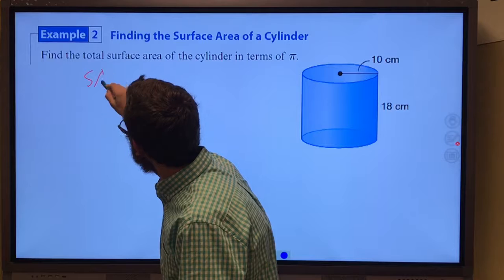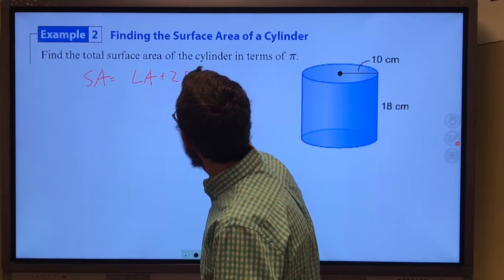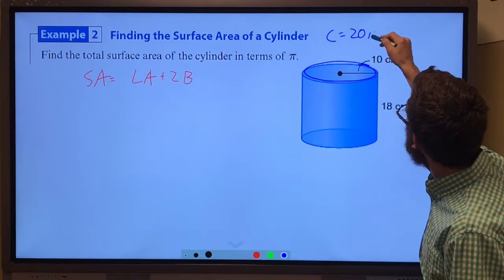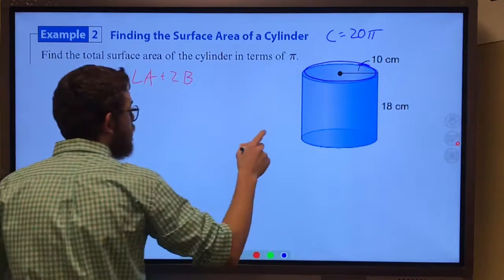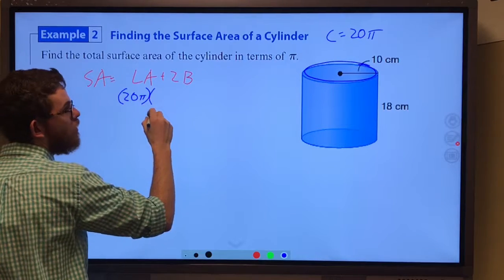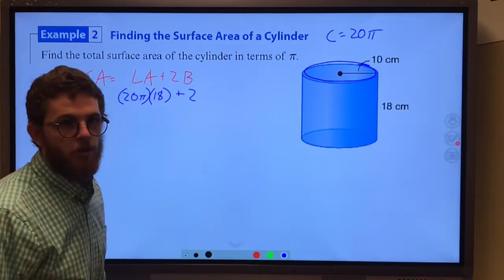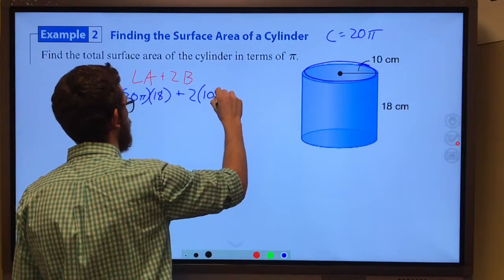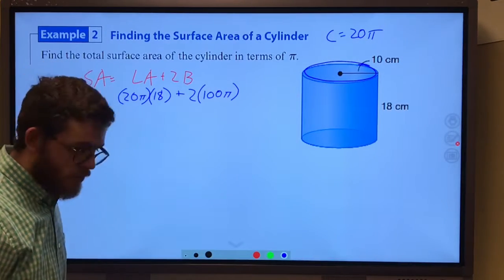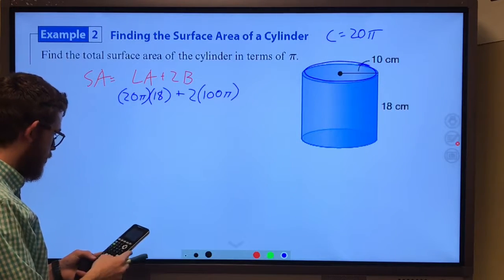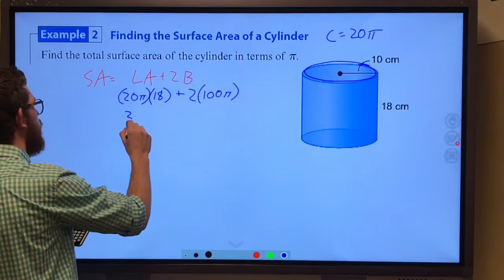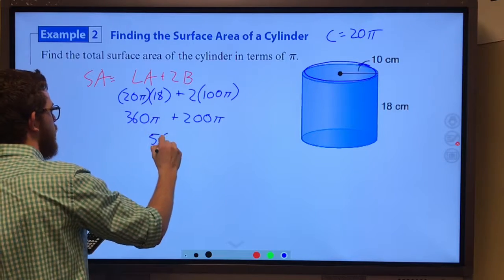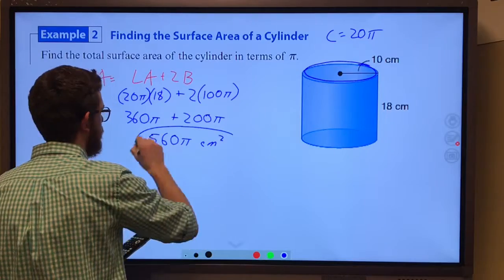First, we're going to find our lateral area. Of course, to find our lateral area, find our circumference. The circumference would be 20 pi. And to find the lateral area, we're going to multiply that by the height. We're going to add 2 times the area of our base. Since the radius is 10, the area is pi times radius squared. So the area of our base is 100 pi. So now, 20 times 18, we've got 360 pi plus 200 pi, which gives us a full 560 pi square centimeters.